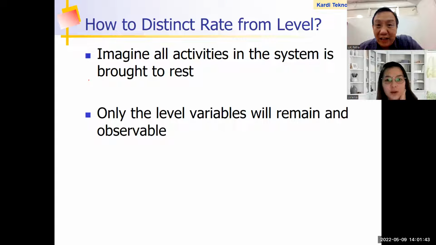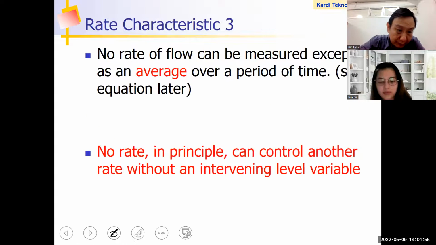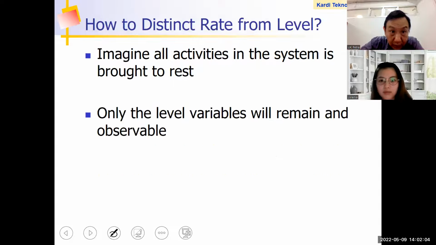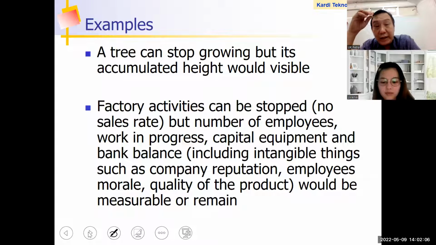Again, how to distinguish rate from level? Imagine all the activities in the system brought to rest. Only the level variable will remain and be observable. Now, no rate of flow can be measured. For example, a tree can stop growing, but the accumulation of the height would be visible, right?